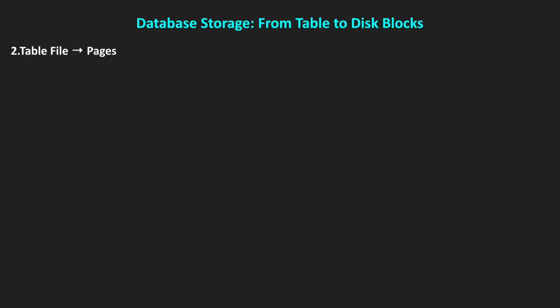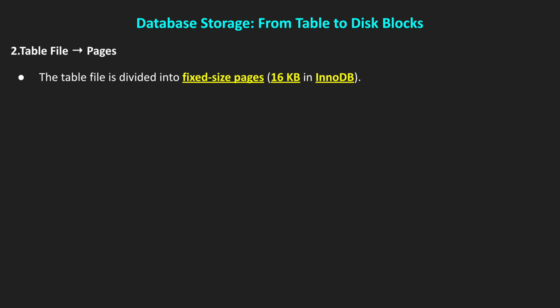The next step is: what happens to the table file? We have a table, from that table we have created a file, and how exactly do we store that file? Well, that file is divided into pages. The table file is divided into fixed size pages. In most engines, and at least in InnoDB, the page size is 16 kilobytes. So we are dividing that file into 16 kilobyte pages.